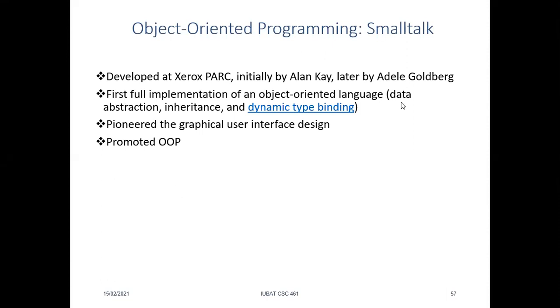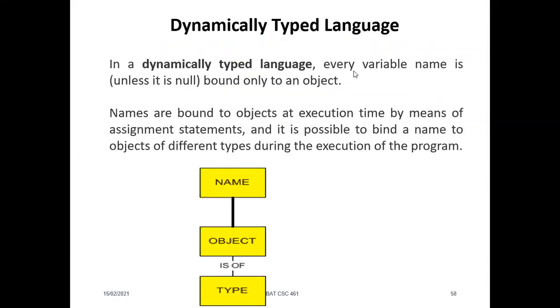The graphical user interface is basically everything that you see whenever you turn on the computer. Previously you had to write everything down, there was a text-based interface, but now we don't use that. Smalltalk was the first object-oriented programming language and promoted these object-oriented features.